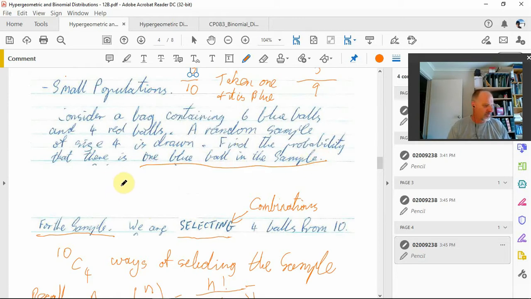So what we're after is this proportion, and I'll put the hat because it's a sample proportion: one blue ball. The proportion is one blue ball out of the sample, which is 4, so 0.25. So we're looking at the probability that the sample proportion is 0.25.